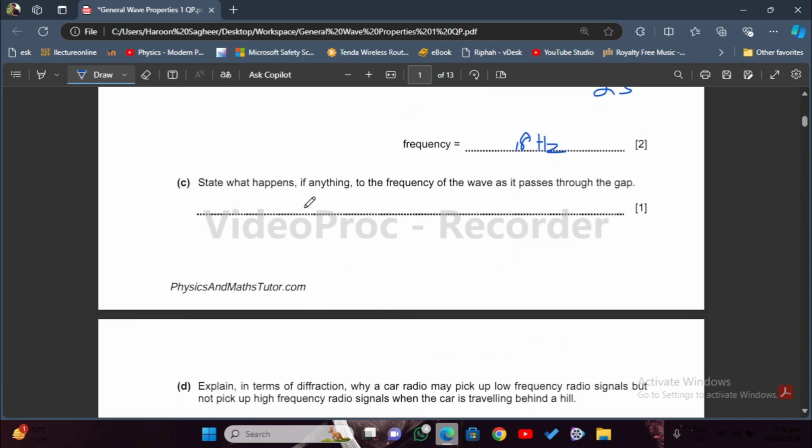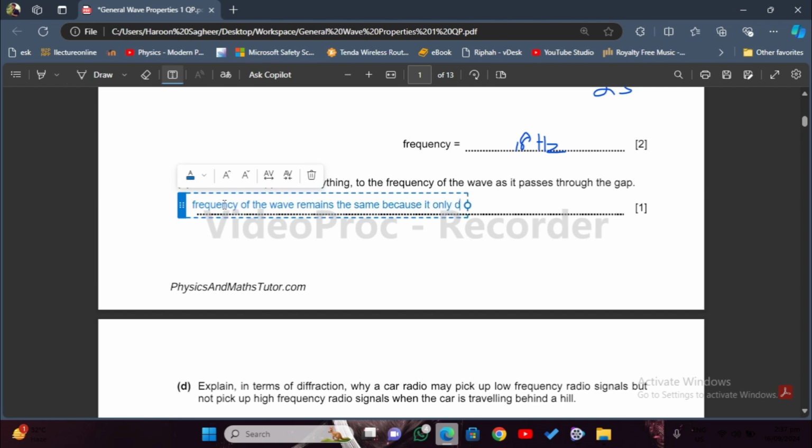There we go. In question C, state what happens, if anything, to the frequency of the wave when it passes through the gap. Now I've told you that several times. Frequency of the wave remains the same because it only depends upon the source that produces it. I believe that answer is correct.